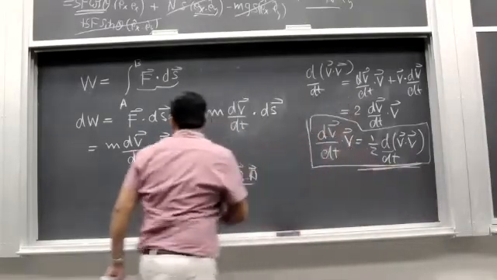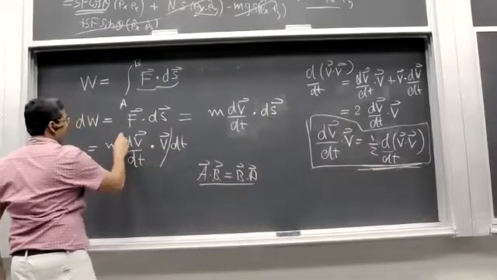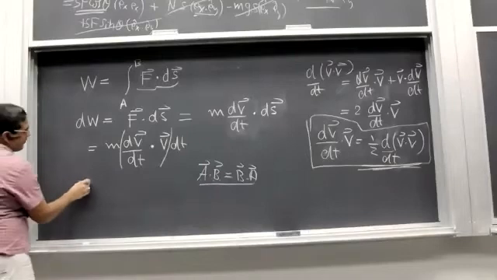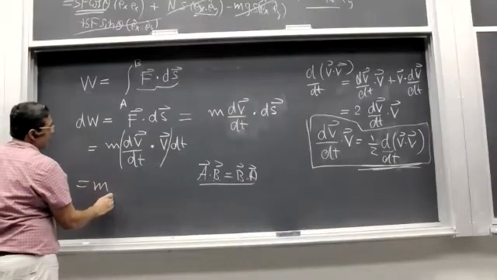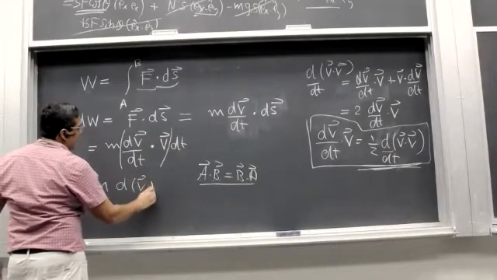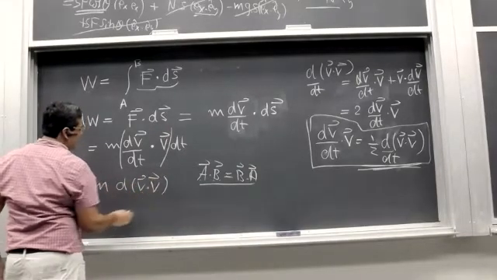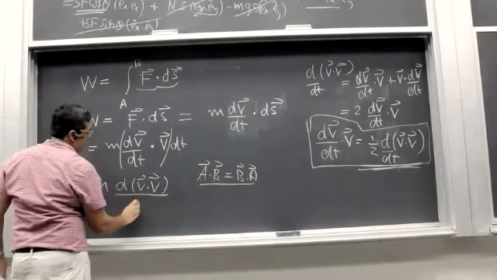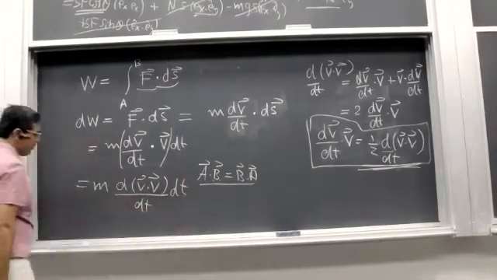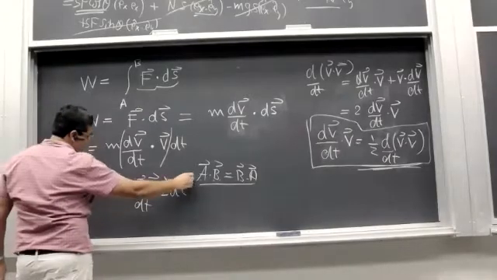Now you can substitute this back in here. Now it becomes half d of v dot v over dt into dt. Now this dt simply cancels with it.